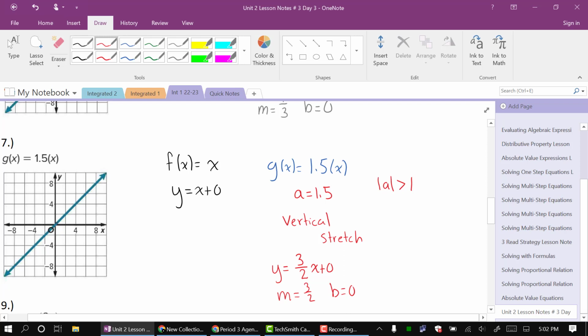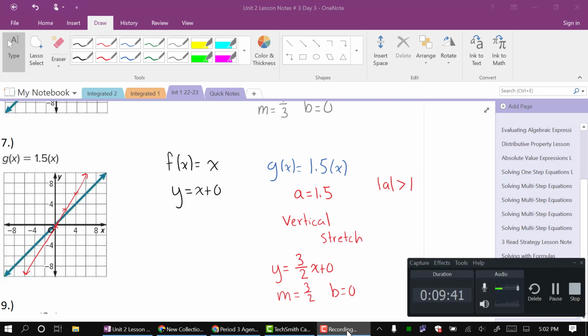So I'm going to put a point at 0. I'm going to rise 3, 1, 2, 3, run 2, 1, 2. Rise 3, 1, 2, 3, run 2, 1, 2. And there is my graph. Go through and work on the even problems that are connected to these odd problems that we've done so far.